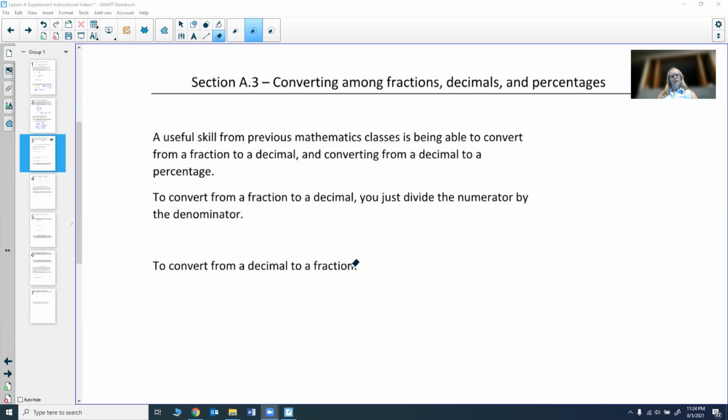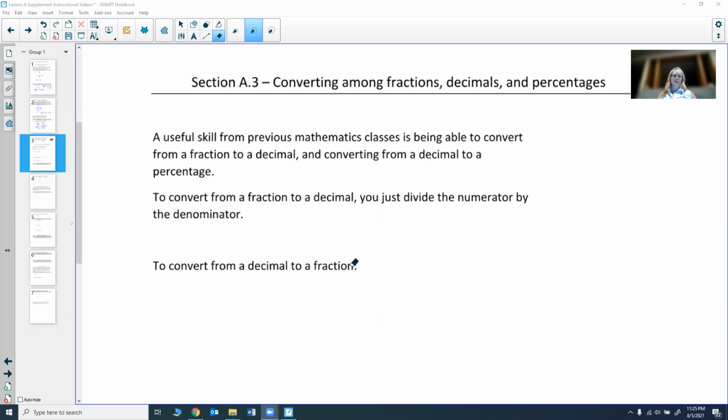So one other skill that's very useful that you should have learned in previous math classes is being able to convert from a fraction to a decimal and converting from a decimal to a percentage, and also the other directions, percent to a decimal, decimal to fraction. We're going to go ahead and do this, just kind of a reminder, just a refresher.